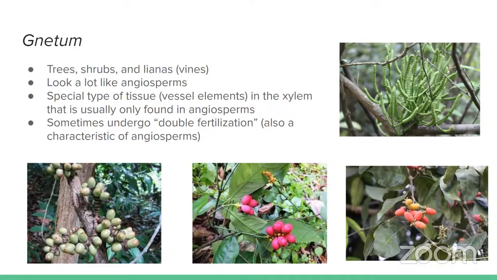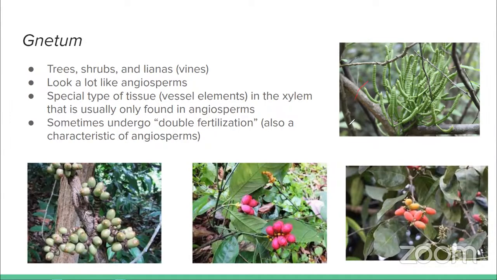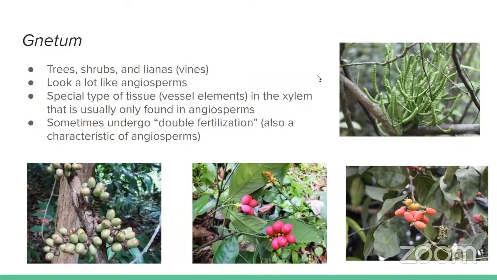So if you were to take a little cross section through their wood, you'd see that hardwood seeming structure. Another thing that they sometimes do is something called double fertilization, and we'll talk about that when we get to the angiosperms. But it's a specific part of the angiosperm life cycle and reproduction. So those are questionable things about those.